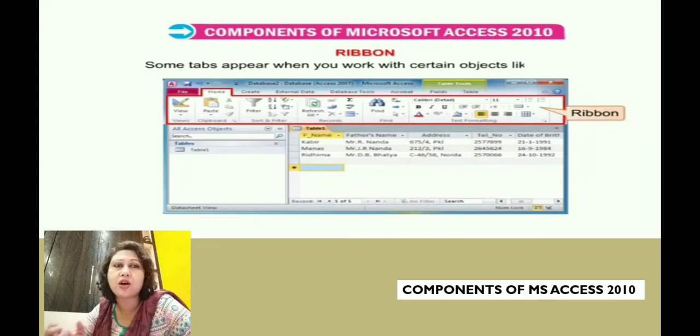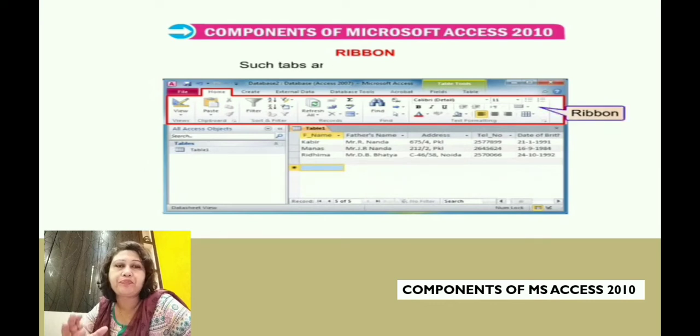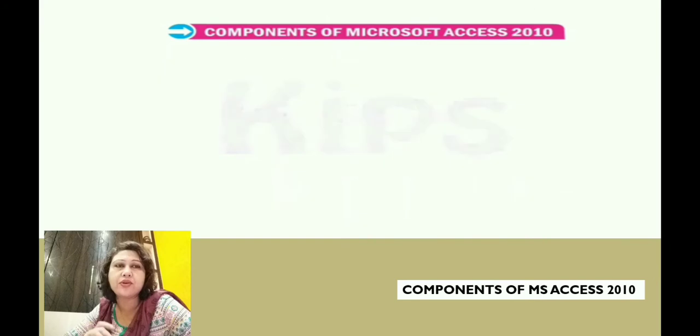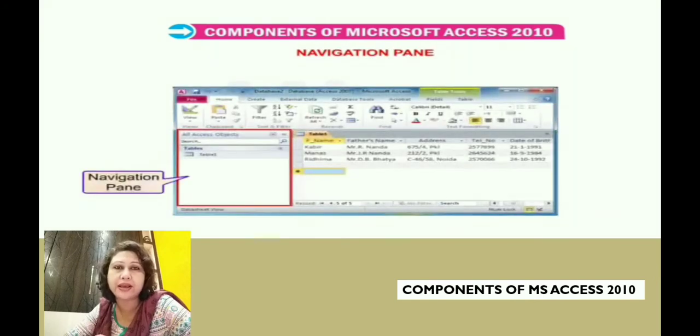certain objects, for example forms. In the same way, such tabs are called contextual tabs, which appear only when we work with that particular object.